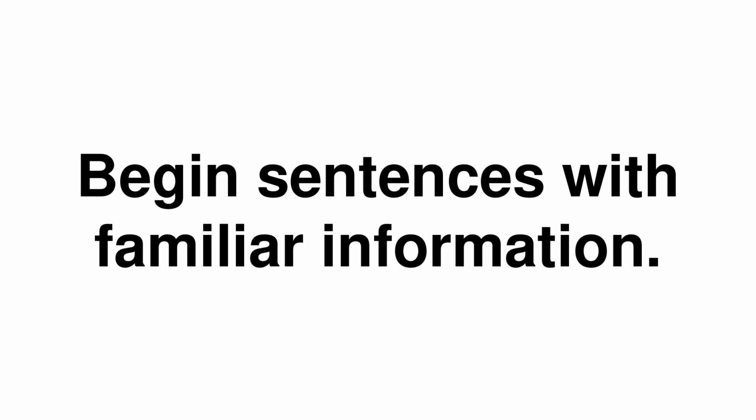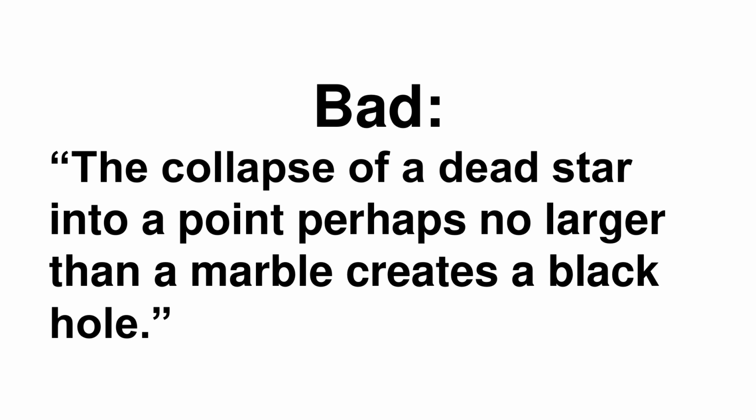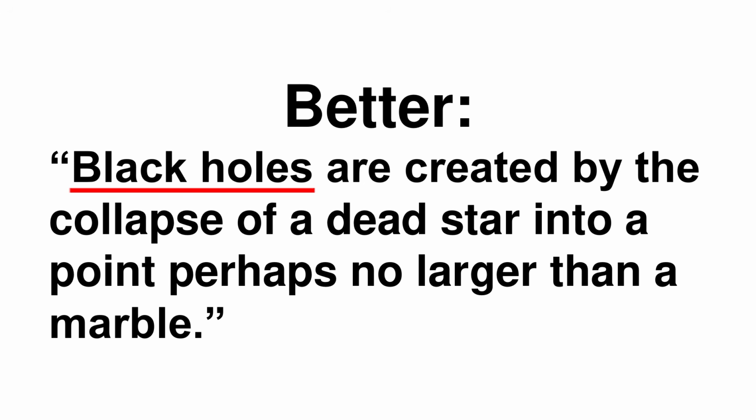Second, begin sentences with old or familiar information and push new, unfamiliar, or complex information, such as lists, to the ends of sentences. For example, the collapse of a dead star into a point perhaps no larger than a marble creates a black hole is difficult for readers to understand. The sentence is about black holes, so put that at the beginning of the sentence. It's better to write, black holes are created by the collapse of a dead star into a point perhaps no larger than a marble.